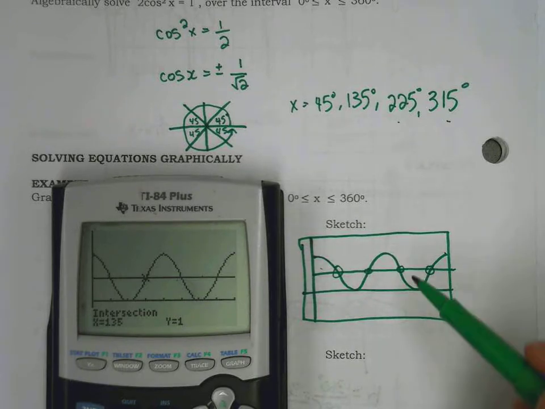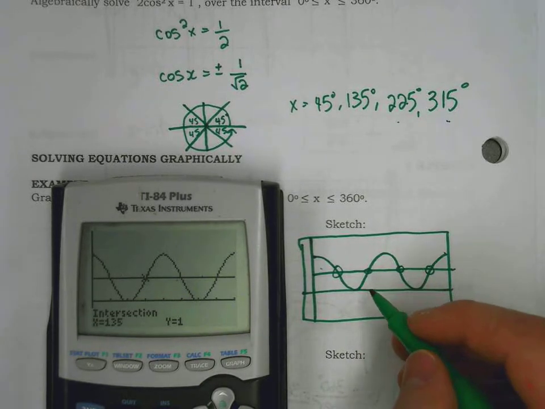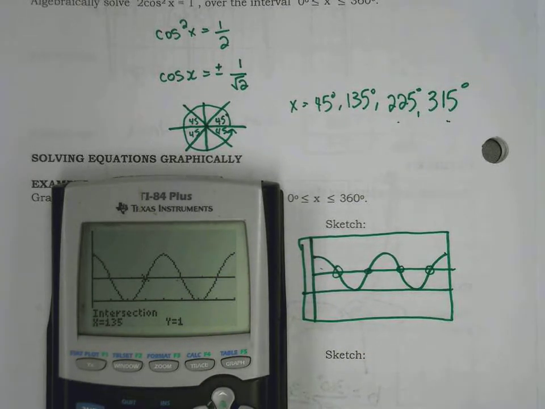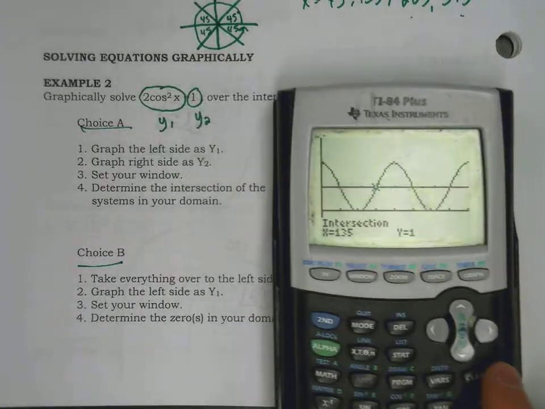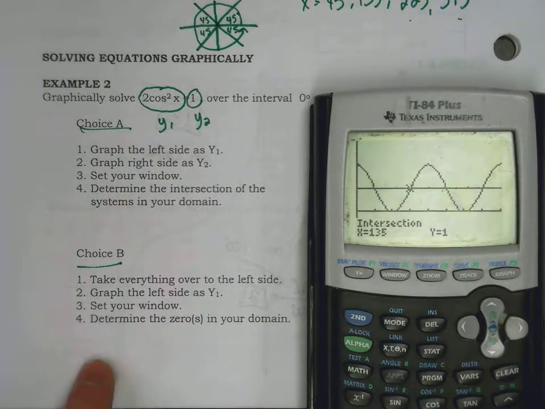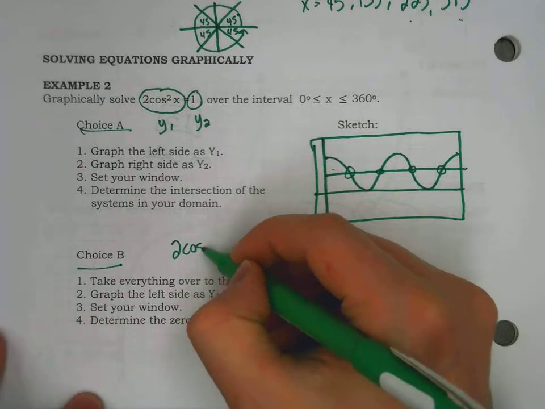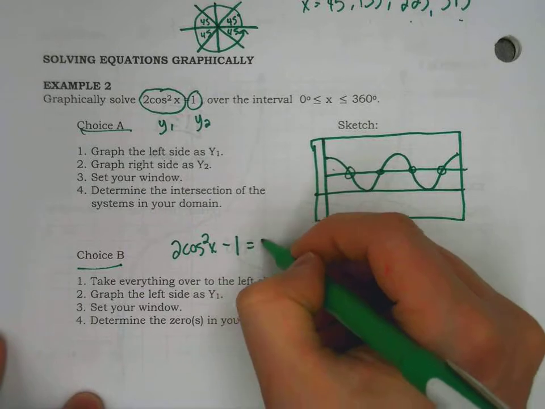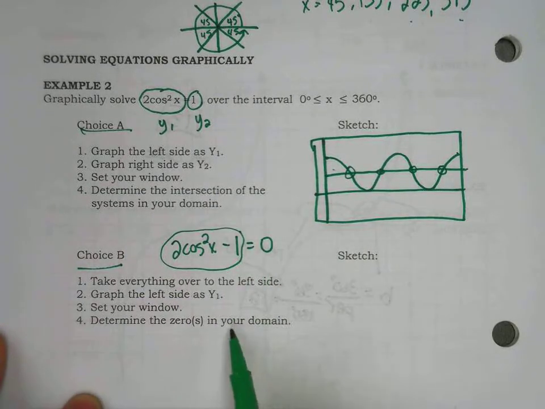This is all very symmetrical, right? It's because every 90 degrees we're getting an answer. So the answers again are 45, 135, 225, 315. This is nothing very impressive, but it's all kind of the same thing. Now I won't do this as detailed for the second one, but there is another way we could get these answers. Choice B could say that we take everything over to one side, 2 cos squared of x minus 1 equals 0, graph the left side as y1, and basically determine the zeros.